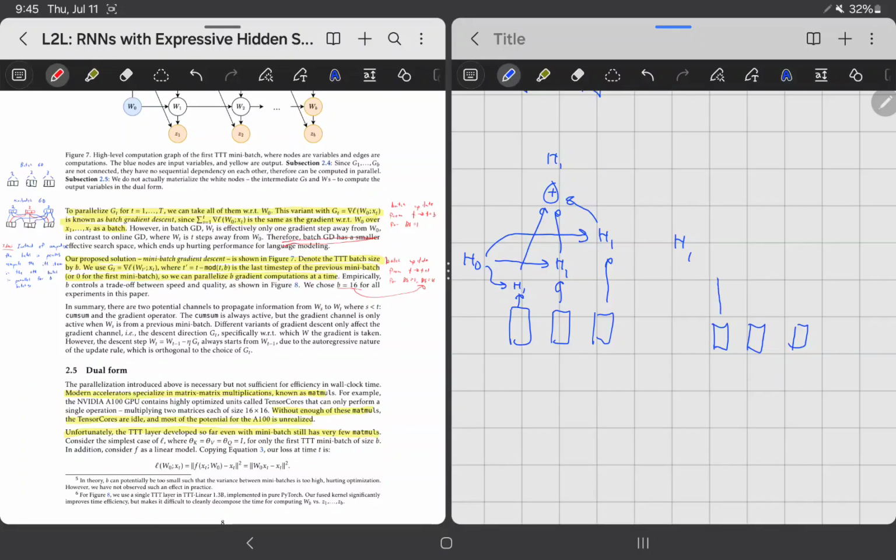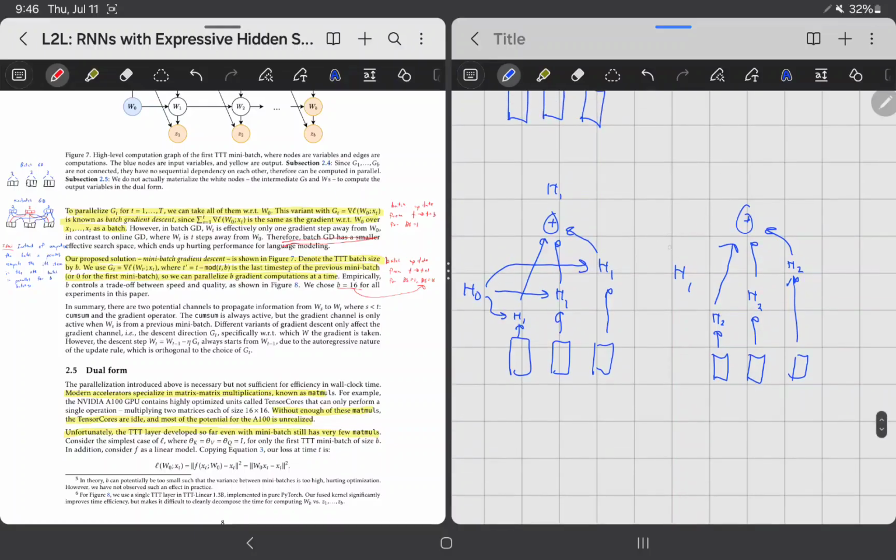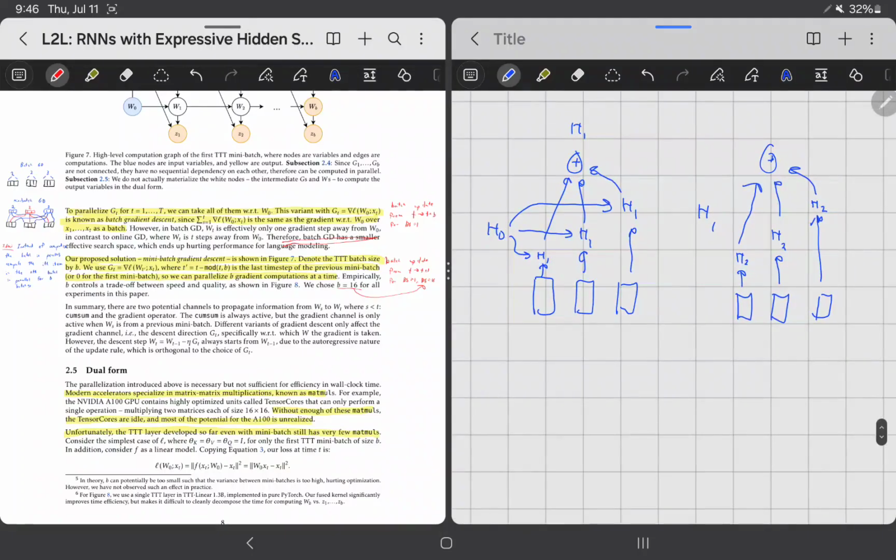So you would take this token here, you would compute a part of H2, this one would compute a part of H2, and this one would compute a part of H2. And then you sum these together. This gives you your update step, and you update H again. So this is like normal gradient descent.